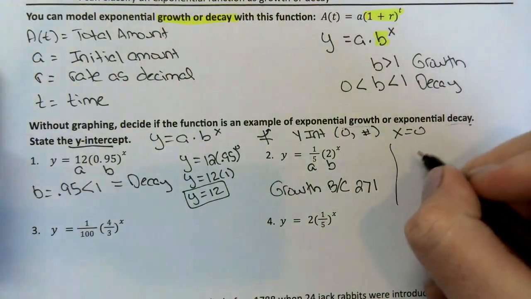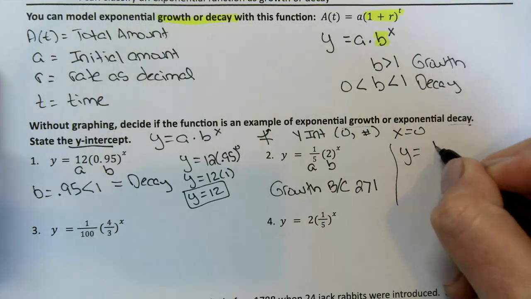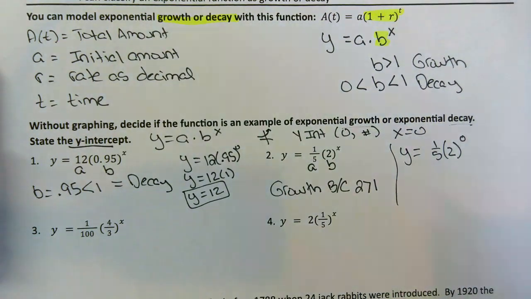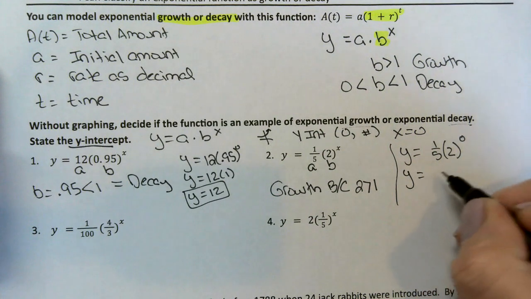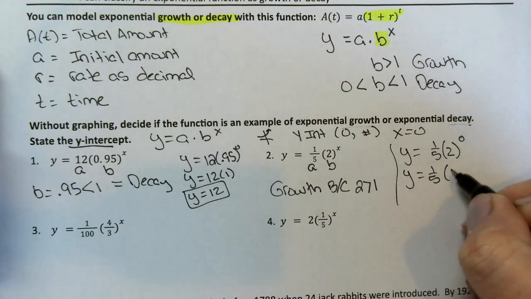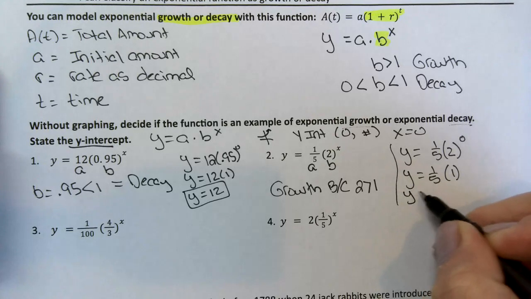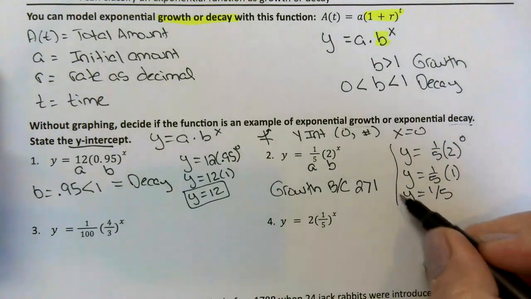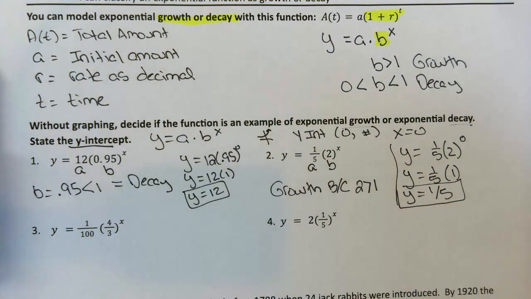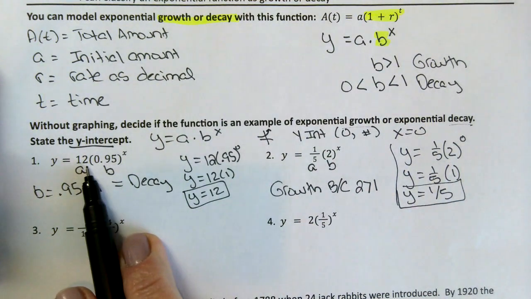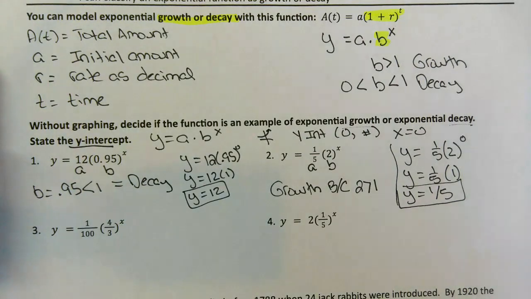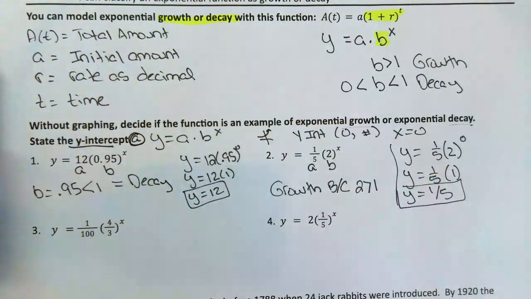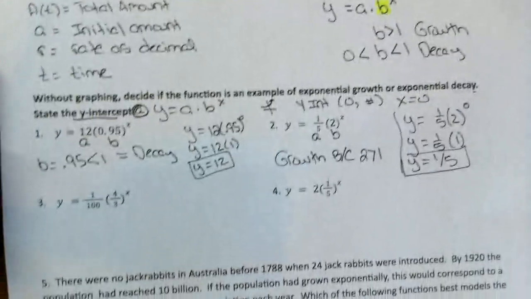Figure out the y-intercept. Y equals 1/5 times 2 to the 0. Anything to the 0 power is 1, and 1/5 times 1 equals 1/5. Oh, all right, my pattern is holding. So it seems to me when it looks like this that your y-intercept is just simply going to be your A.